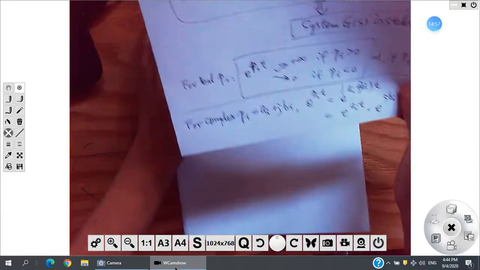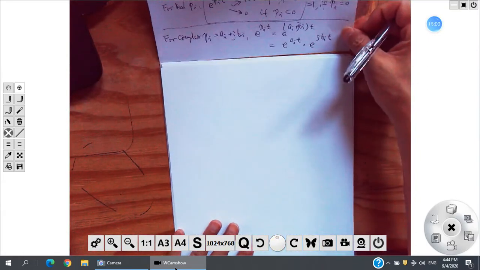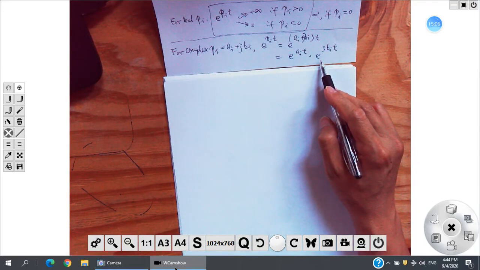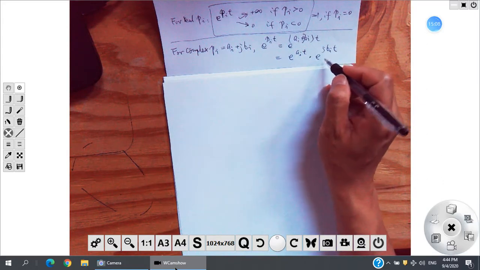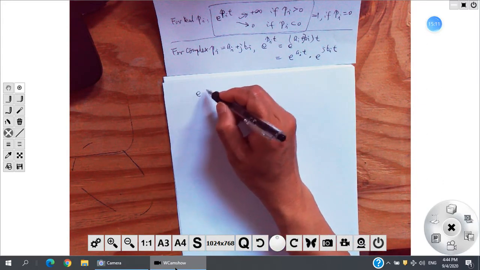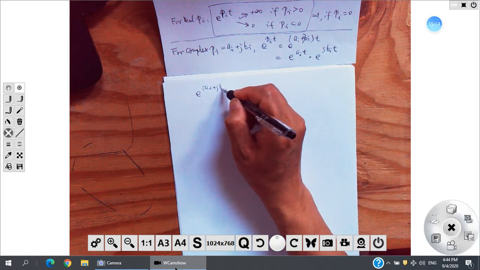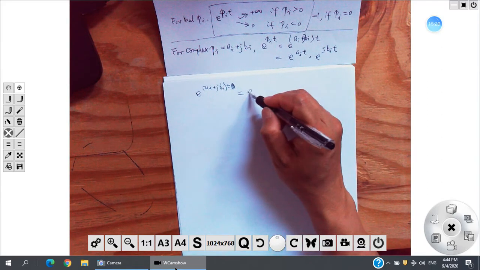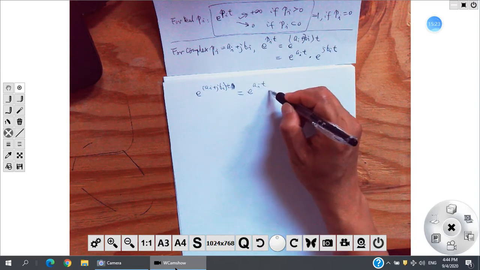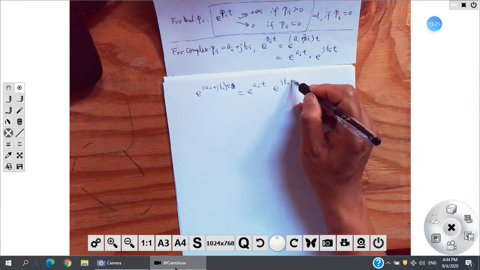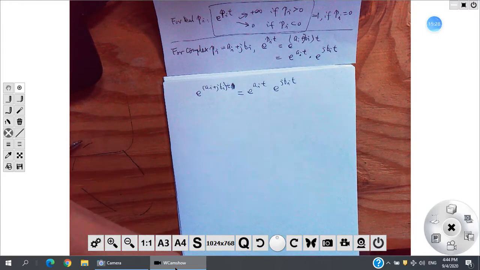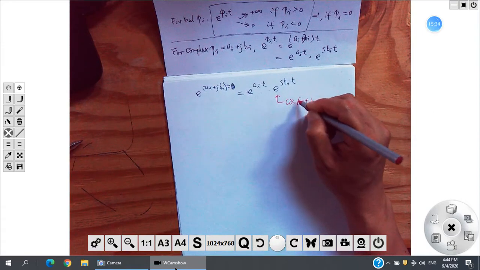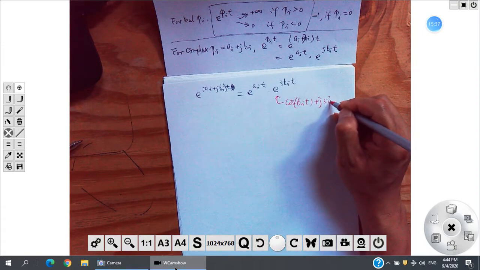So we have this one. Okay, you see this one: e to the (a + jb) t is equal to e to the at times e to the jbt. This multiplication, the second term, is just cosine bt plus j sine of bt.